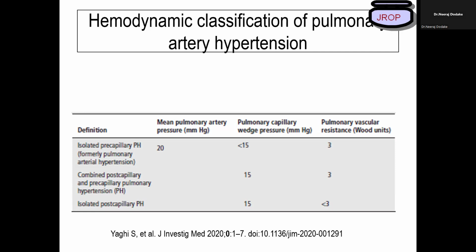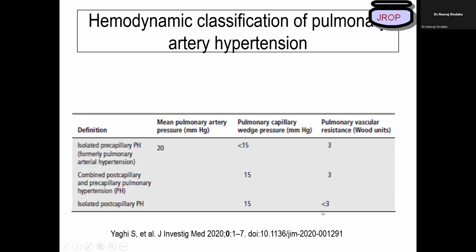Next comes post-capillary. Pre-capillary means pulmonary artery per se. Post-capillary means secondary to left-sided disease. How do you identify a left-sided patient? We have taught about diastology. Grade 2 diastolic dysfunction is when my LA pressures are more than approximately 10 to 15 millimeters of mercury, which correlates very well with pulmonary capillary wedge pressure.